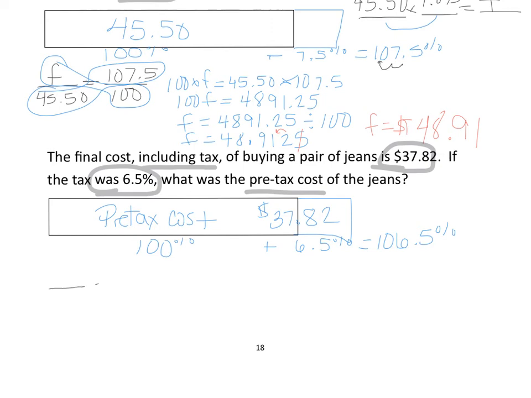So when we set up our proportion, we have 106.5% out of 100 because the 106.5 represents the pre-tax cost, the wholesale price, plus the tax over the whole amount of 100%, which is what it cost them at the store, and that's actually what we're looking for. And the total amount that we spent was $37.82. We cross multiply like normal.